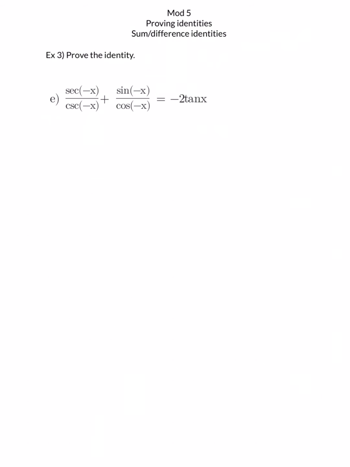The first thing that you should do in this problem is use the even and odd rules. Remember that cosine and secant are the only functions that are even. And when you have an even function, you just take the negative sign out of the expression altogether. So secant of negative x is equal to just secant of x. All the other functions are odd.